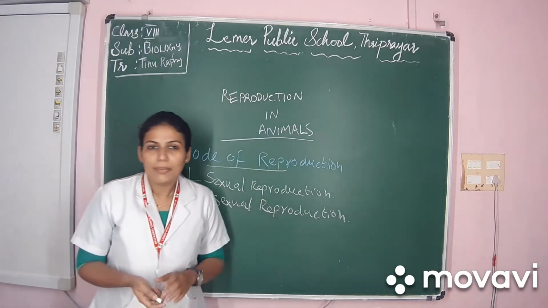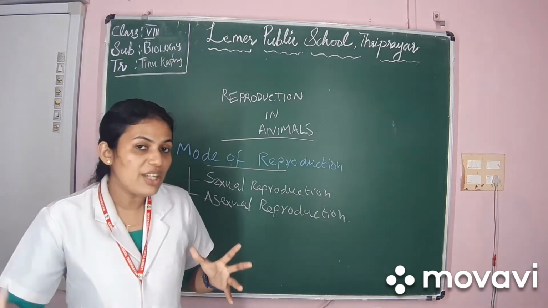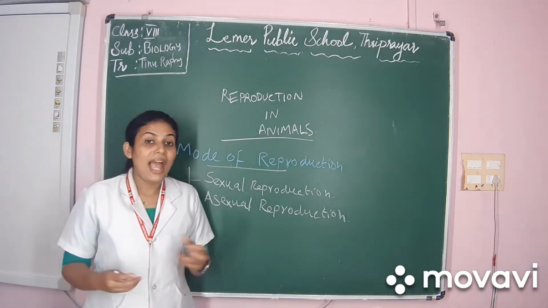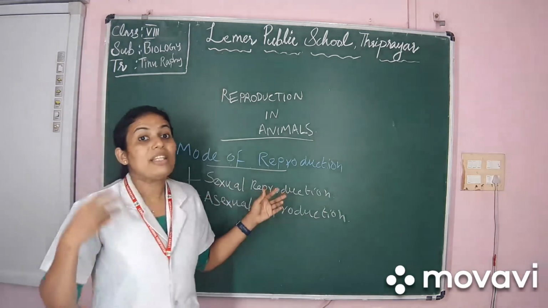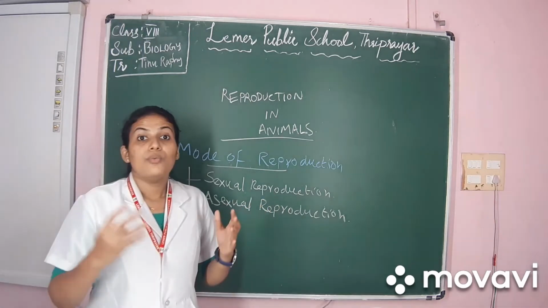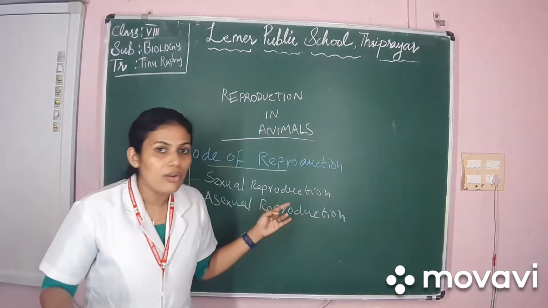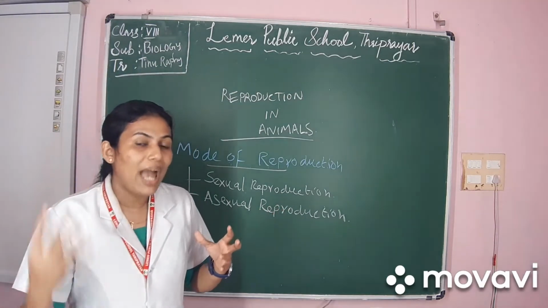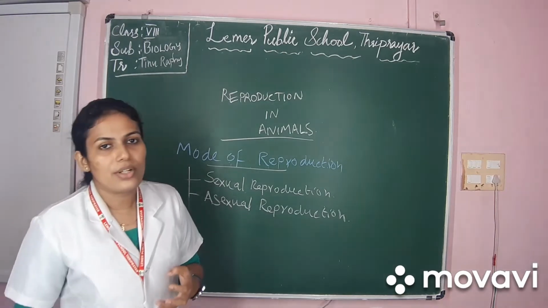So in sexual reproduction, it is the reproduction where two parents or two individuals are involved, and the new individual or the offspring is produced by the fusion of the parental individuals. So such reproduction where a new individual or a new organism is evolved by the fusion of gametes of two existing organisms is called sexual reproduction.